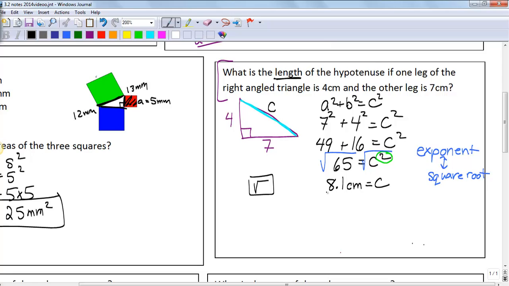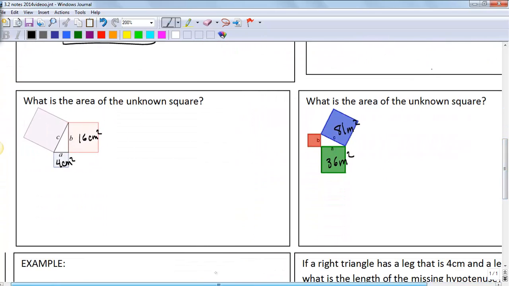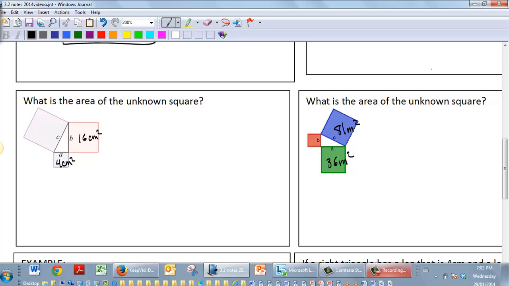Right? Makes sense. Longest side, right? 4 and a 7. It's not too big, right? It's not that 65. That 65 doesn't really make sense. Right? So that's how you use the Pythagorean relationship. Kind of cool, eh? So let's take a look at the next two.